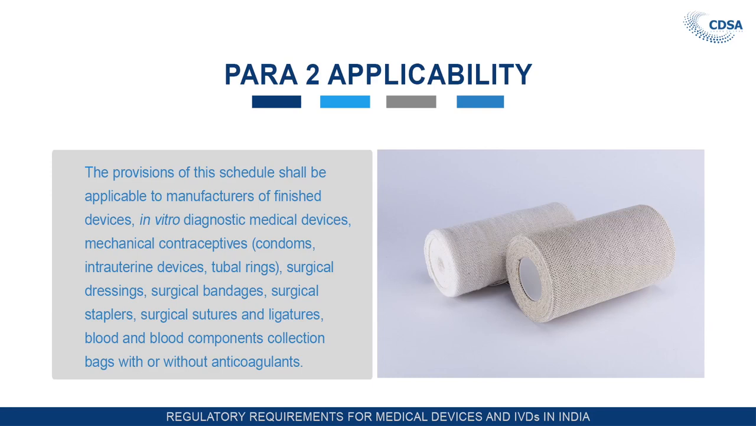Part 2 is Applicability. The provisions of the schedule shall be applicable to manufacture of finished devices, in vitro diagnostic medical devices, mechanical contraceptives, condoms, intrauterine devices, tubal rings, surgical dressings, surgical bandages, surgical staplers, surgical sutures and ligatures, blood and blood component collection bags with or without anticoagulants. These items have been notified in the Drugs and Cosmetics Act. And in case there are other items which are added under the Act and notified, they will also fall in this Part 2 applicability portion.